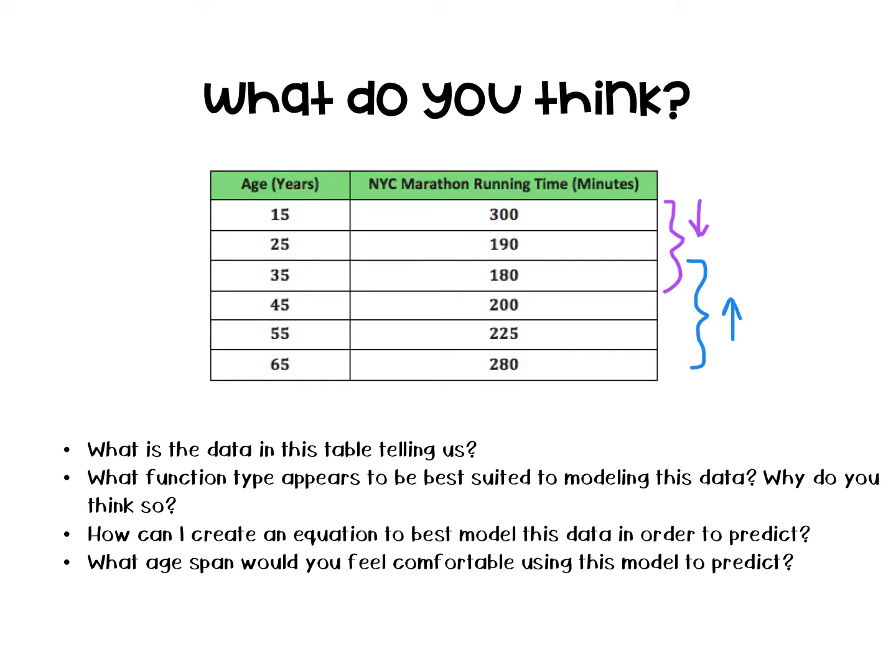One of the first things that I noticed is that as the age increases, originally the time is decreasing. So a 15-year-old is finishing in 300 minutes, a 25-year-old is finishing faster, a 35-year-old is finishing faster, but then after 35, the finishing times increase. So that's one of the things that I noticed. So what function, I want you to think about, what function would decrease and then increase? What shape would that be?